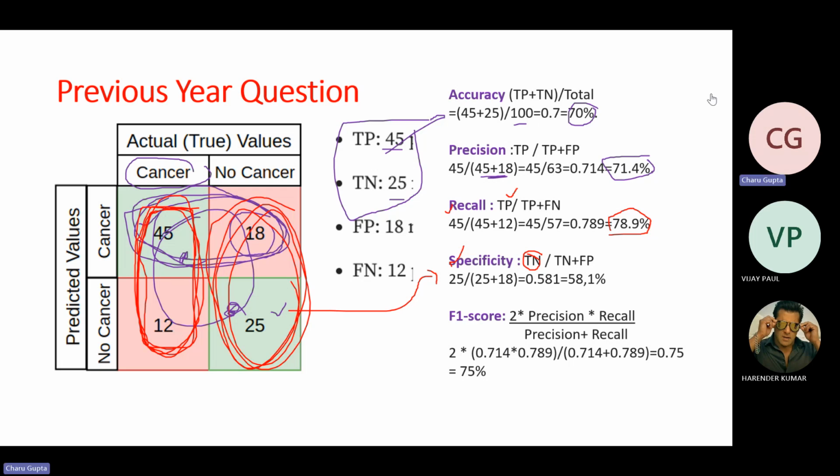This unit number 3 is completed. Till now, any questions or doubts from any one of you? Ma'am, will these questions come in the exam, meaning like what is shown now, the previous year questions?